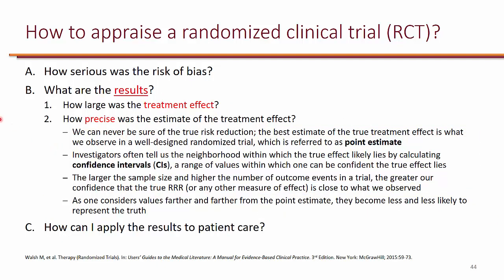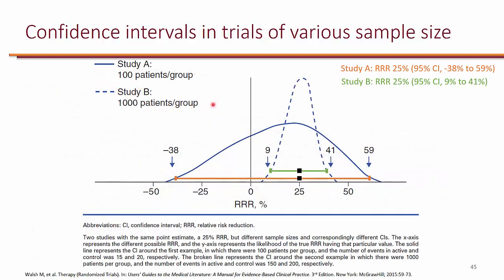One thing that's important is we need to know how precise was the estimate of the treatment effect. And when we do this, we also look at the confidence interval. So here are two examples. Let's say we have study A and study B. In study A, there are 100 patients in each group. So study A is the wider distribution curve. Whereas in study B, we have 1,000 patients per group.